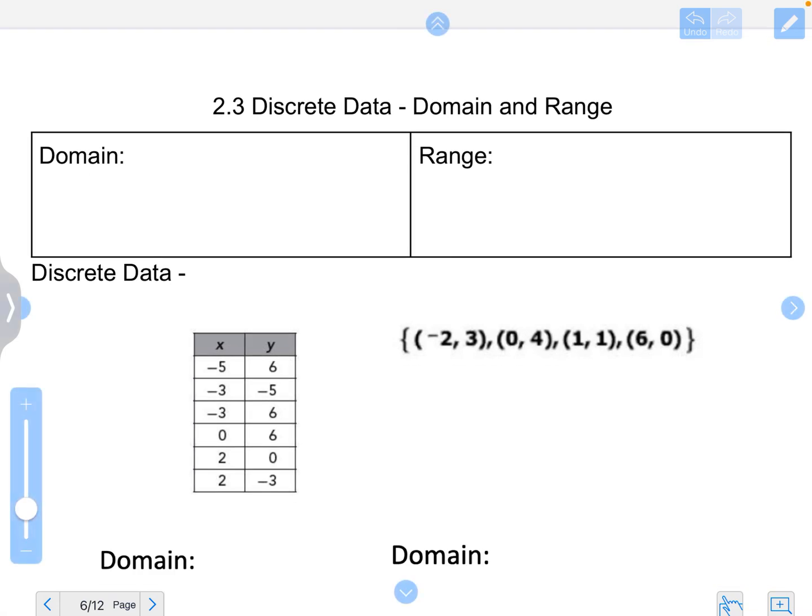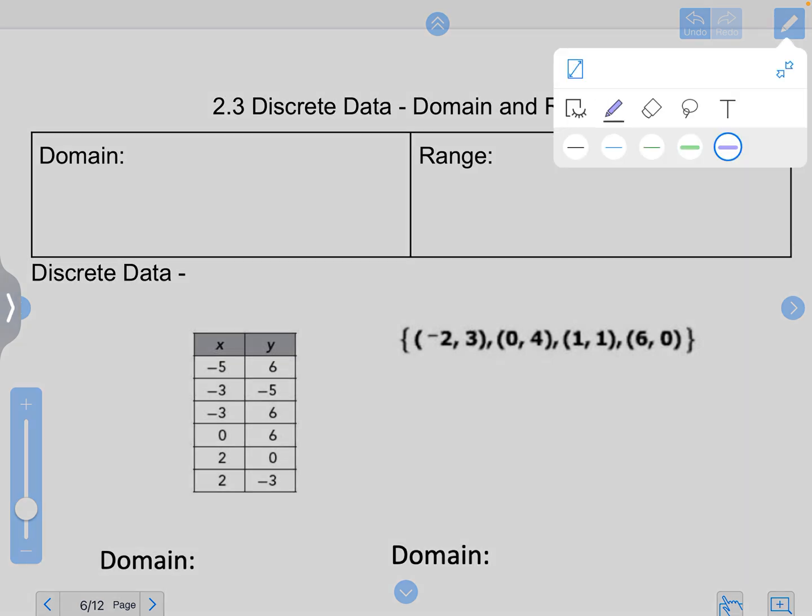All right, welcome to Ms. Taylor's class notes for Algebra 1. Today we're going to talk about discrete data and how we can find domain and range of discrete data.